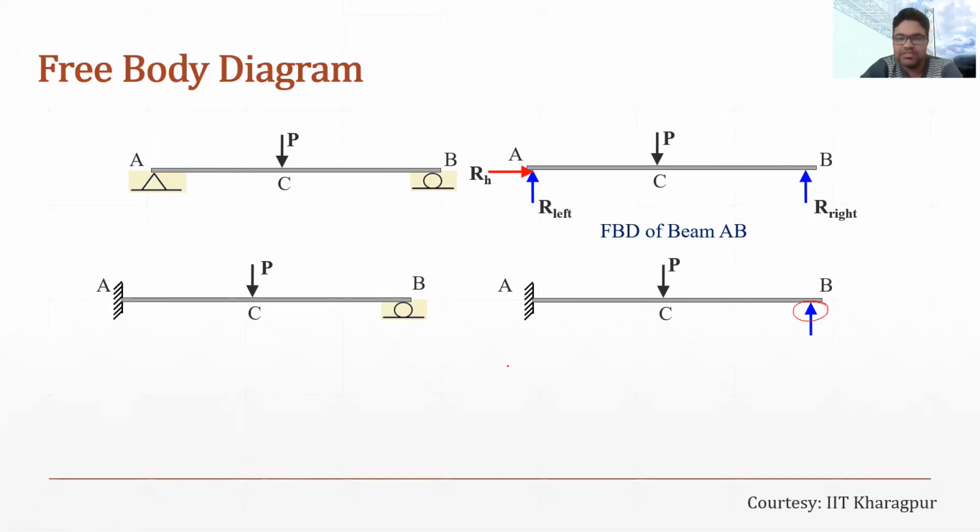Similarly, if we remove the fixed support, then we know fixed support offers three reactions. One is horizontal, one is vertical, and one in terms of the rotation. So we will remove the fixed support, and now you can see there are three reactions: vertical, horizontal, and rotation. So those become the total number of reactions. So that is the external free body diagram.